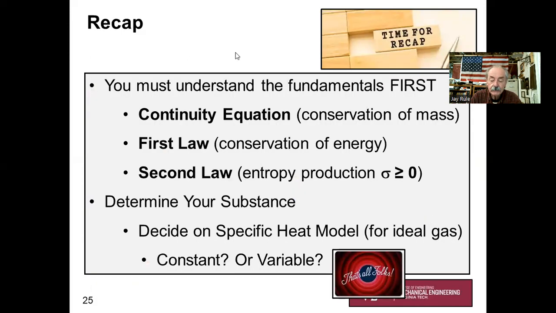Okay, so we're at the end. So let's see what we covered on our decision trees. You've got to understand your fundamentals first. Closed system or open system? Do you know in your head the continuity equation, the first law of thermodynamics, and the second law, which says entropy production must be greater than or equal to 0? Also, decision trees related to determining your substance. Once you've determined your substance and it's an ideal gas, is specific heat constant or is it variable?